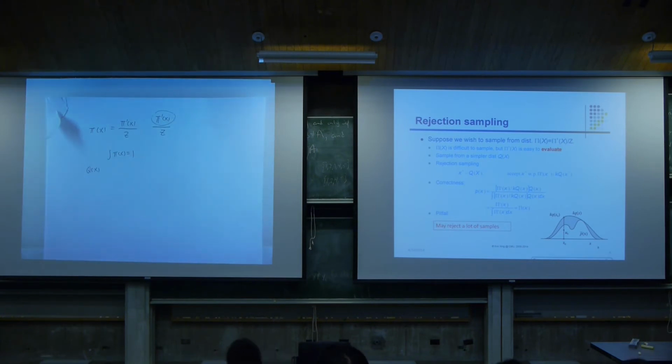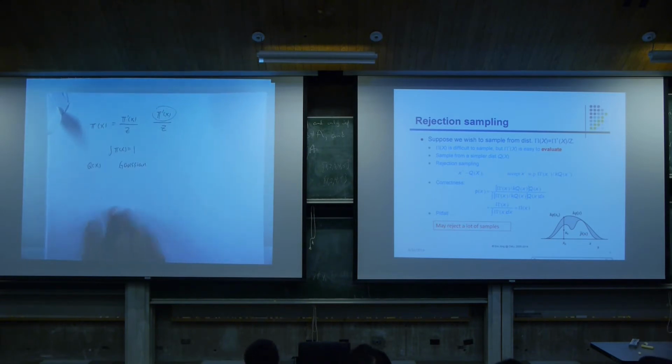So given this Q(x), let's say it is a Gaussian, for example. We can easily draw samples from a Gaussian distribution. There are many tools to use. For example, in MATLAB, you can use randn to easily get samples from a Gaussian distribution. So given Q(x), we are going to sample samples from Q(x), let's say x star. This is the first step.